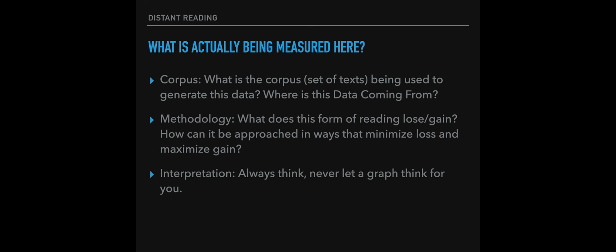So you always want to think about what the corpus is, what the set of texts is that is used to generate this data. If the data is biased, your results are going to be biased. And then think about what this formatting loses or gains. How can it be approached in ways that minimize loss and maximize gain? And think about interpretation. Always think, never let a graph think for you. So be critical of graphs and visualizations. They can be pretty, but they can also obscure the text.